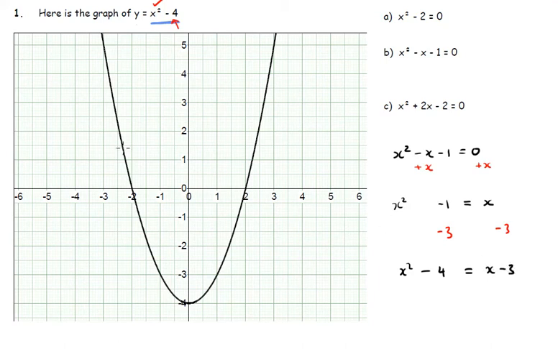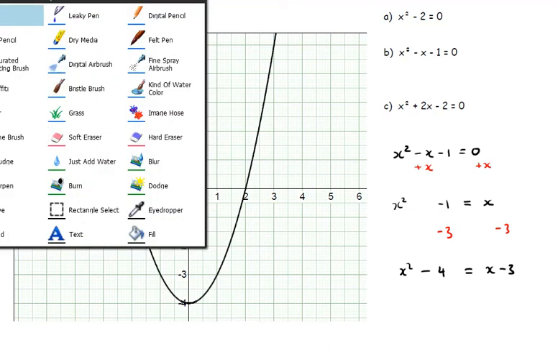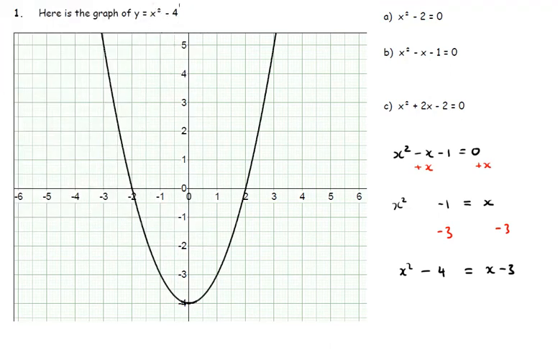Just to reiterate, one of the sides now looks like x squared minus 4. There it is. The other side though is x minus 3. Now all we need to do is draw the graph of the other side of this equation. I've already got the graph of that. I need to draw the graph of y equals x minus 3, the right hand side.